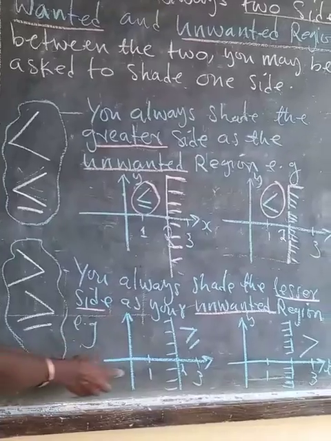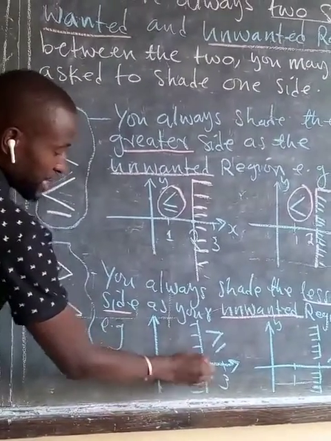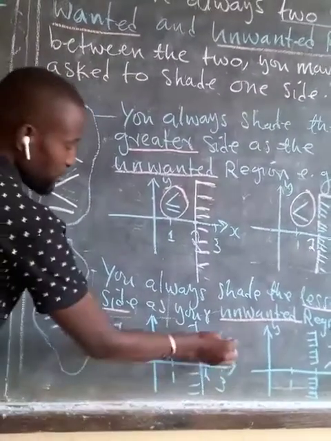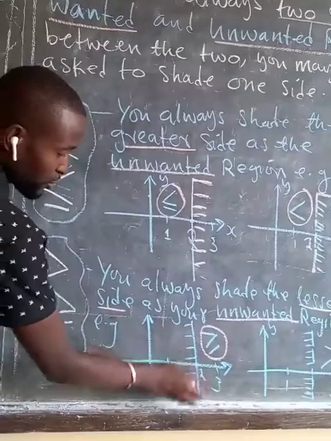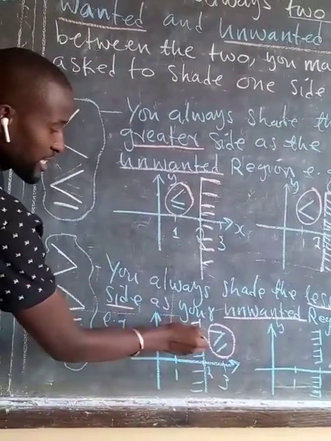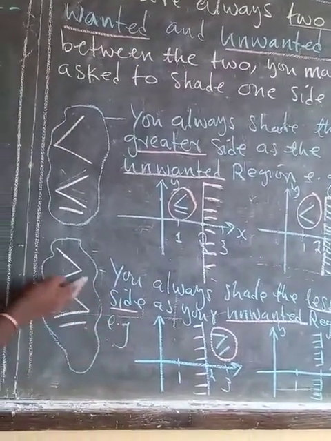For example, when you are told that this line is cutting at 2, here it is cutting at 2 there. Therefore, where are you going to shade? Because the symbol is greater or equal to, the line should be solid. And you shade the lesser side like this. Hence, you have interpreted what this means.